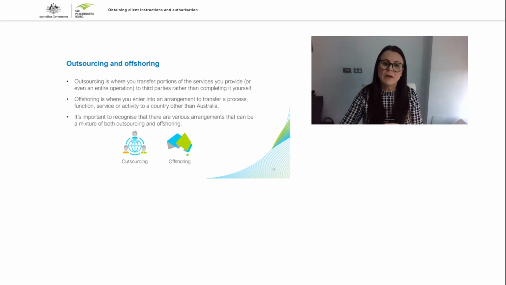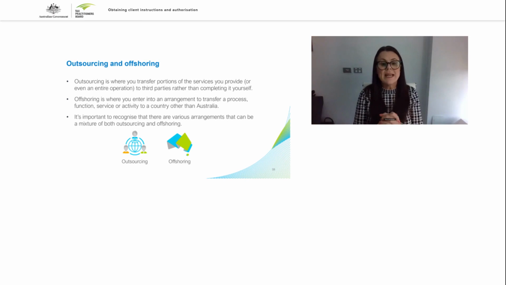So, for example, offshoring could be transferring specific work like processing activities from your Australian office to an international office. And they could be direct employees, no third-party involvement. Or it could be moving an internal business unit from Australia to another country. Again, no third-party involvement. It could be engaging a third party in a foreign country to undertake specific work.